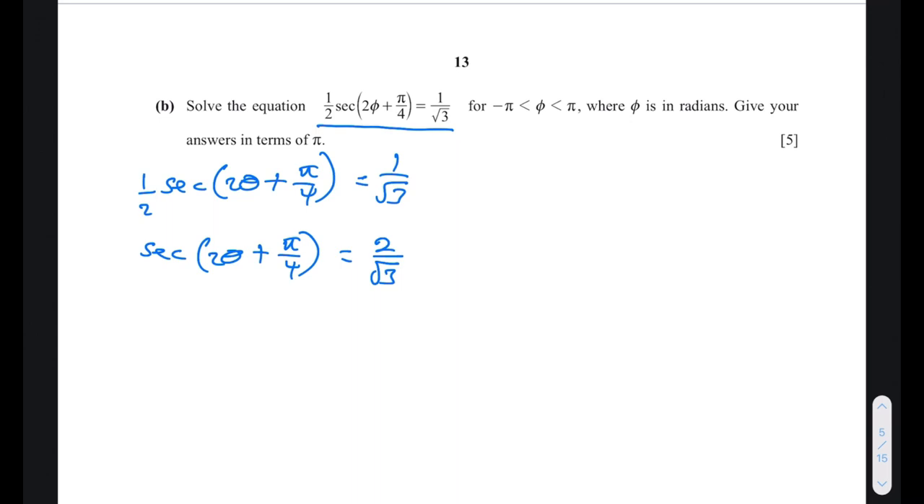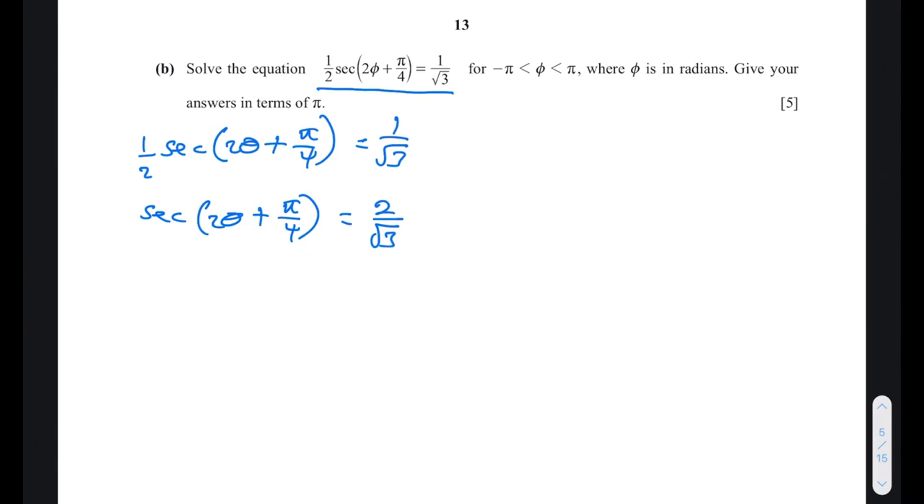All right. Then you know sec is the same as 1 over cos. So if I write cos into bracket 2 theta plus pi on 4, this whole thing will flip and it will become root 3 over 2, okay? Because everything turns like that. All right. And then we need to do a little bit of transformation because they gave us this, okay?